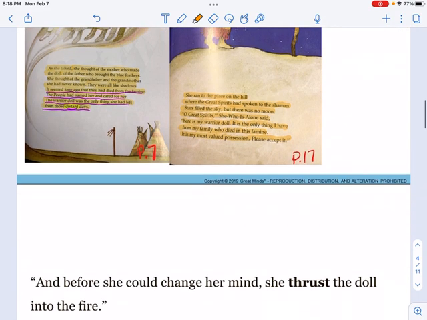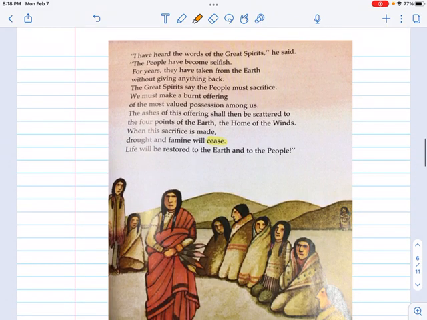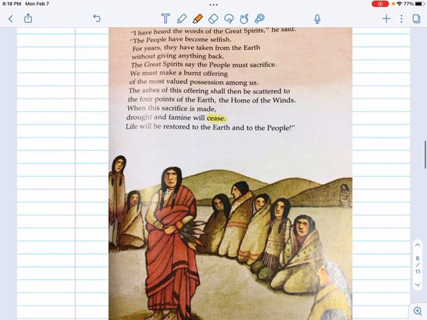We're going to move on to our next word, which is cease. C-E-A-S-E. We're going to page 9 next.